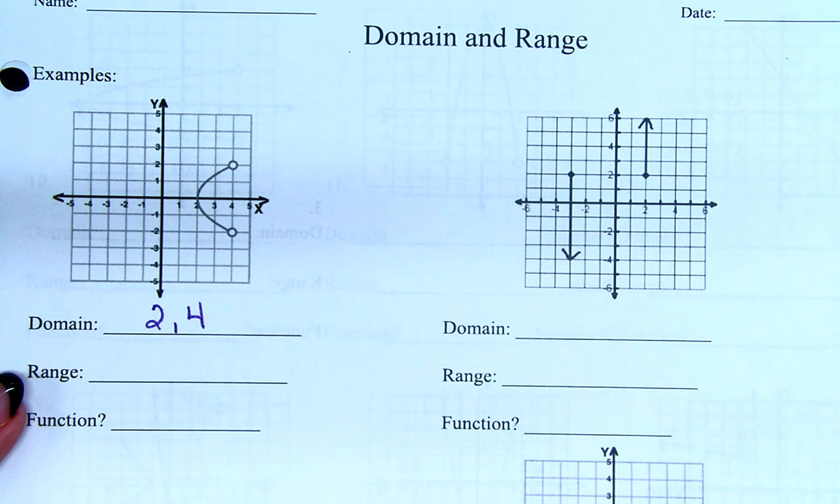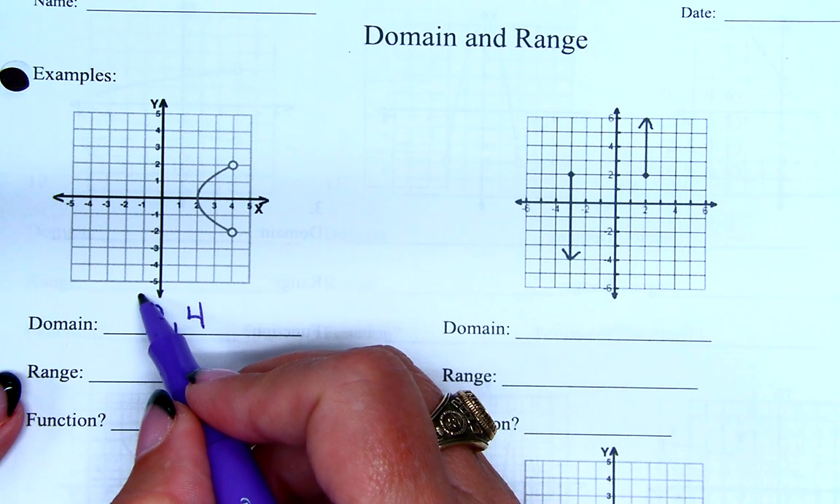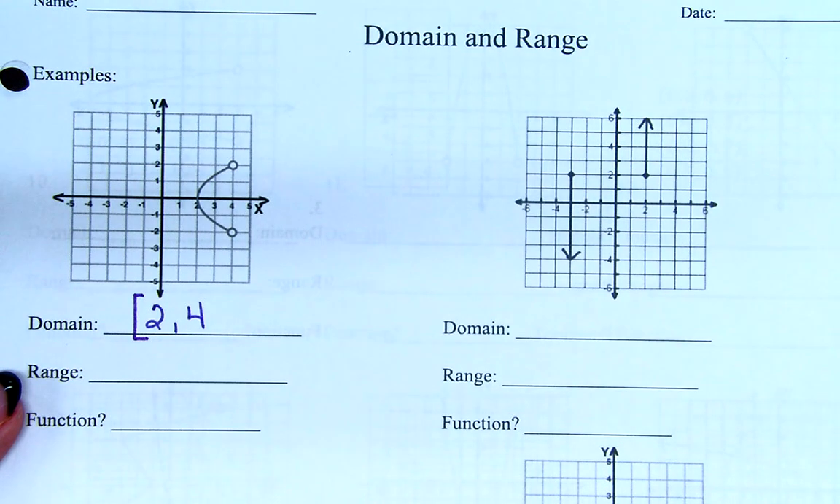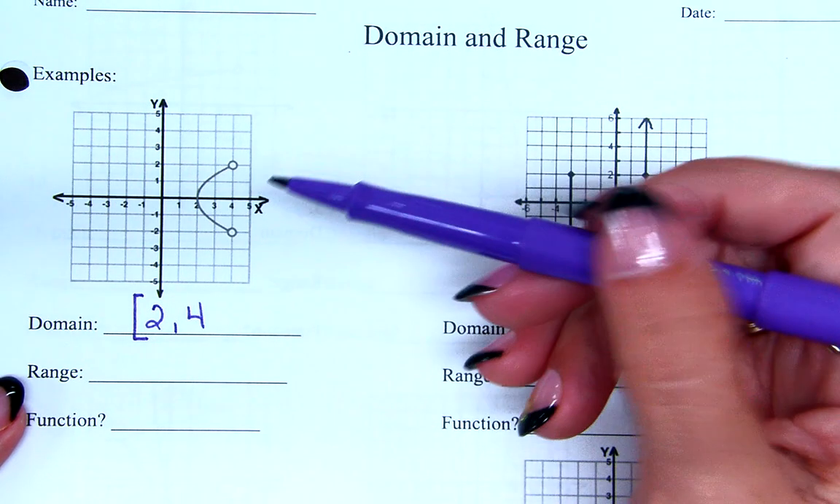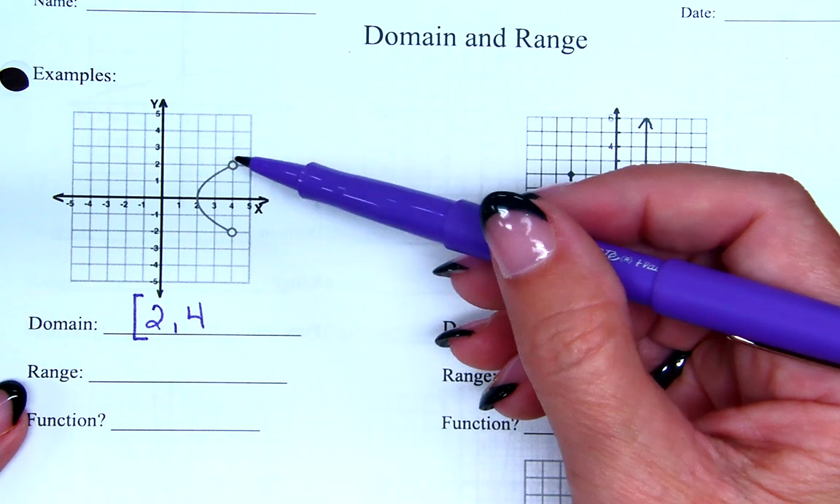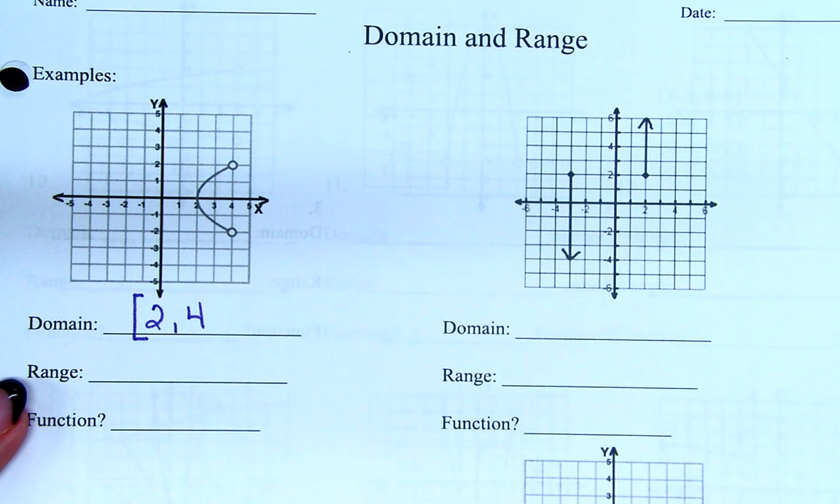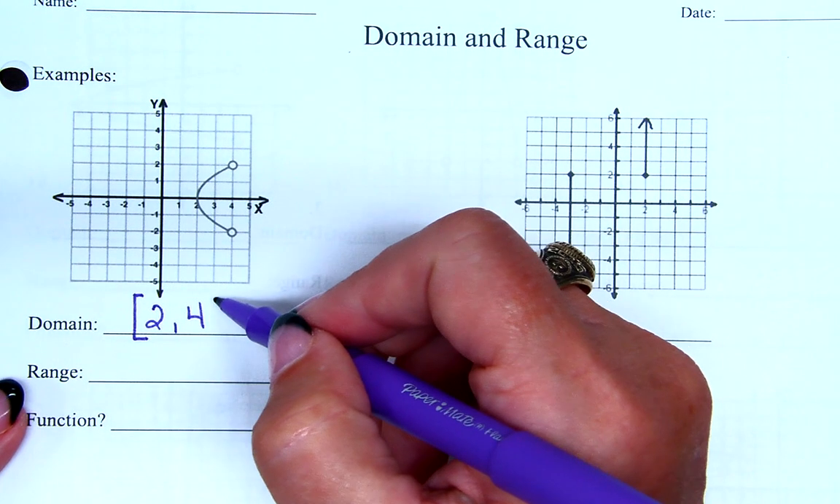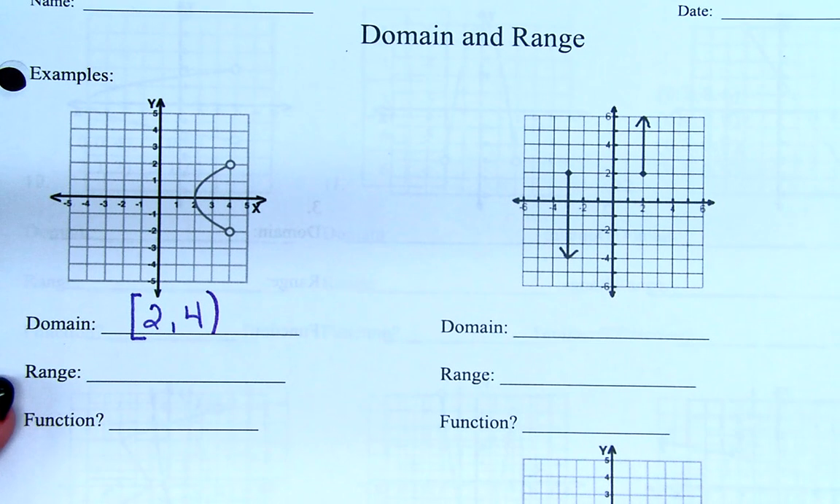Is the 2 included as part of the domain? Does the graph touch 2? Yes, so what goes on the 2? A bracket, right? Does the graph touch 4? How do you know for a fact that it doesn't touch 4? What's there? An open circle, right? It's telling you it gets all the way up to 4, but it does not touch 4. When that circle is an open circle, that means it's getting up to 4 but not touching it. So what do I have on 4? A parenthesis. Everybody okay with that? Okay.